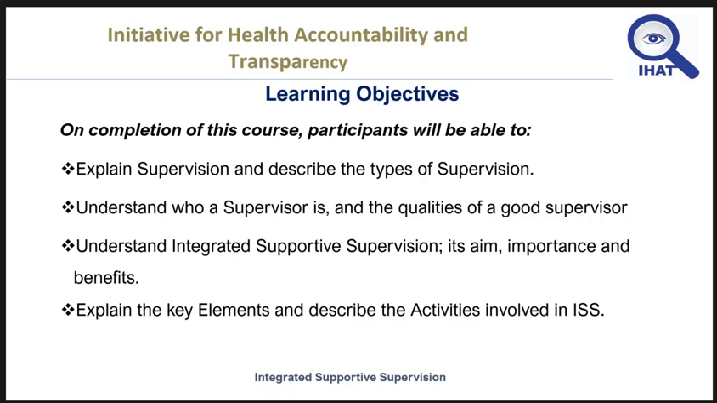On completion of this course, participants will be able to explain supervision and describe the types of supervision. Participants would have been able to understand who a supervisor is and the qualities of a good supervisor. They must have understood integrated supportive supervision, its aim, importance, and benefits. Participants should also be able to explain the key elements as well as to describe the activities that are involved in integrated supportive supervision.